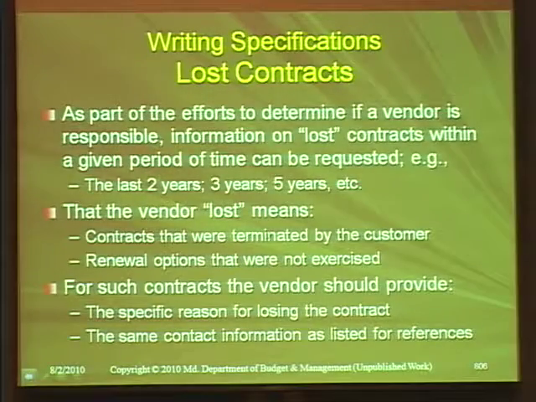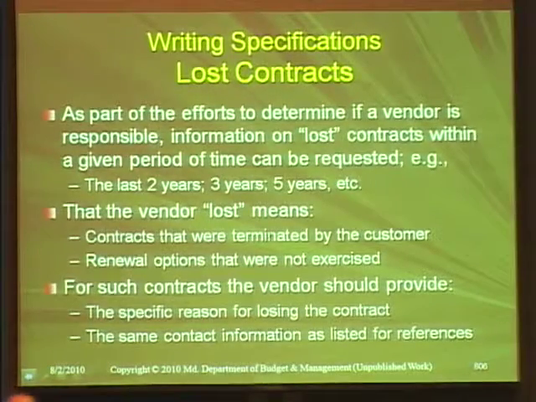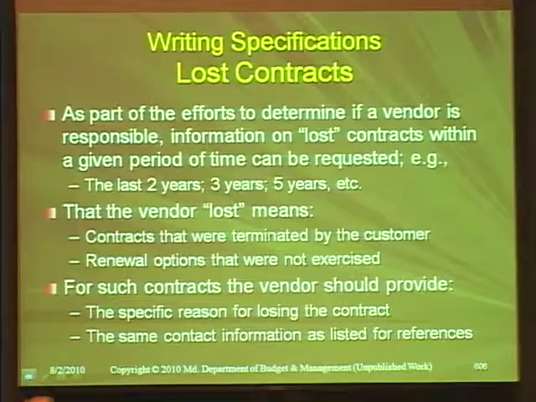Lost contracts. When you're talking about the issue of responsibility, is a vendor capable, reliable, with integrity, etc., there's a couple other things you can look at than just references. And one of them is lost contracts. You want this vendor to specifically tell you what contracts over the past, in a given duration, 2 years, 3 years, 5 years, has it lost?